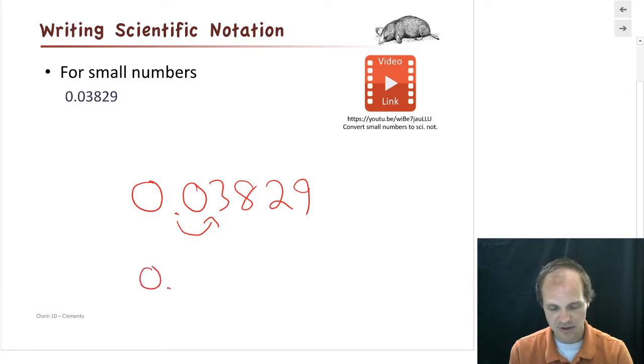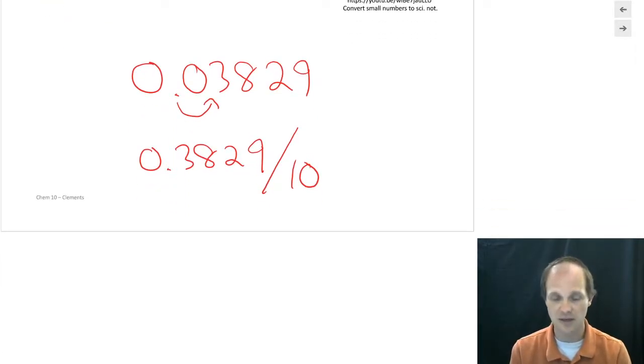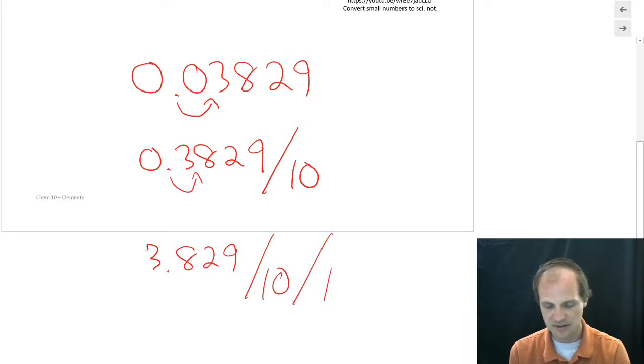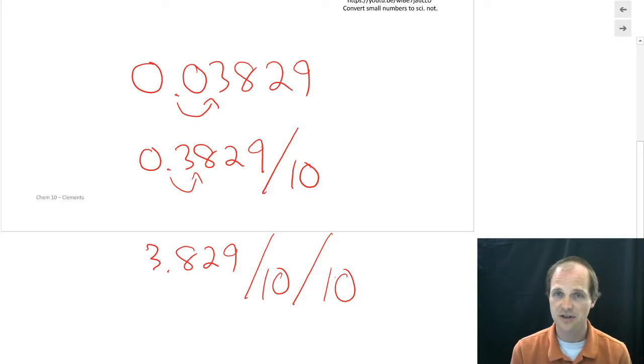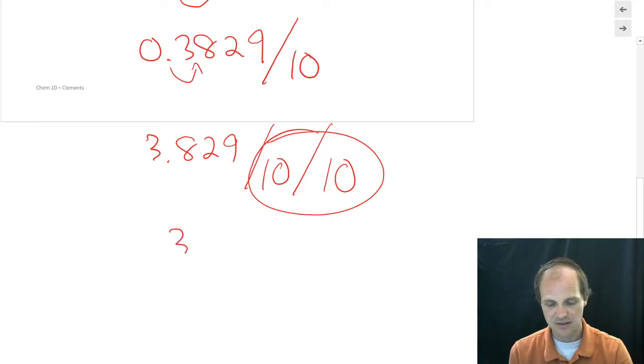So now what do I have? I have 0.3829. Are those numbers equivalent? No, right? 0.03829 is smaller than 0.3829. So I've got to divide by 10 if I want those numbers to be equal. You can check that in your calculator if you want. 0.3829 divided by 10 is 0.03829. But remember, I want this coefficient to be between 1 and 10. So I'm going to go ahead and move that over a second time. And I get 3.829. This is my first divide by 10, but then I need to divide by 10 again. Check that in your calculator if you want. If you take 3.829, divide by 10, divide by 10, you should get 0.03829. Well, these two divide by 10s, I can also write like this.